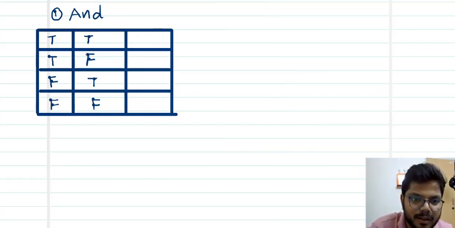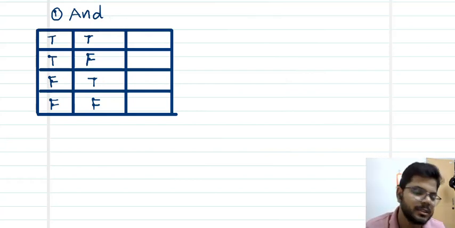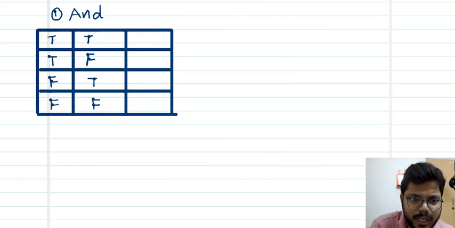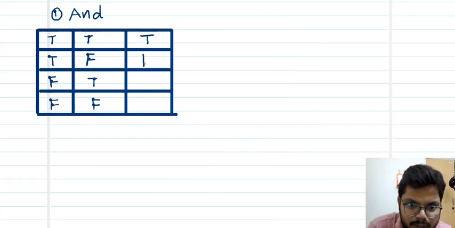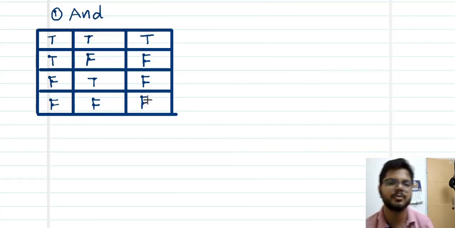Now we will see the AND results. AND will only give true if both the conditions are true. Otherwise, it will directly give false. So when both conditions are true, we will get true. In the remaining cases, where even one false occurs in the relation, we will get only false. Here there is a false, so we will get false.